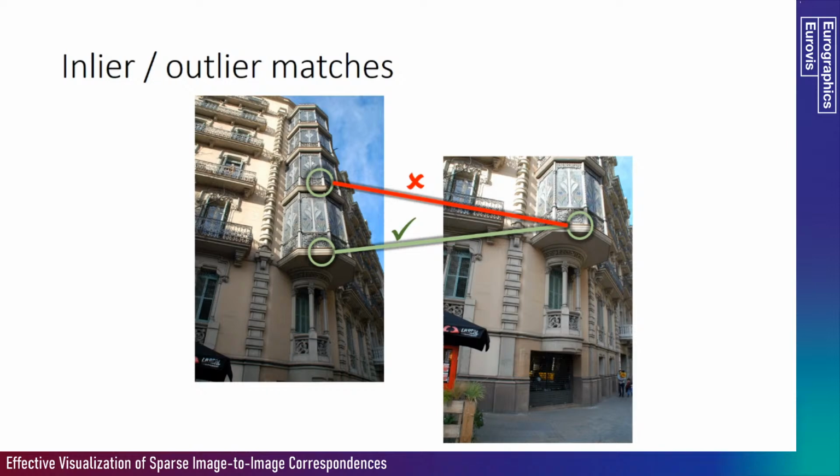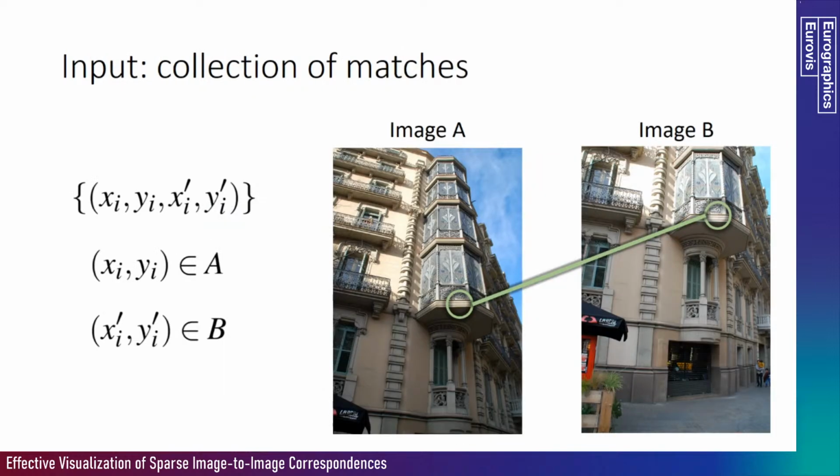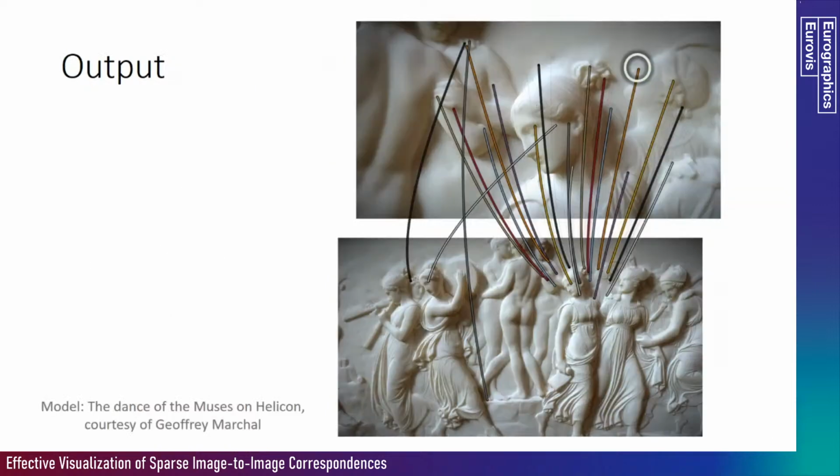The input of our algorithm is a collection of matches, where each match is described as the key point location on one image and the matching location on the other image. The output is a composite image that should facilitate two user tasks. First, users should be able to identify individual matches and, given an arbitrary point on one image, find the matching key point on the other image. And second, users should be able to see the image contents under each key point. This means that visual overlays should occlude as little as possible.